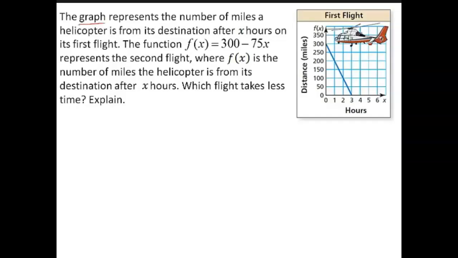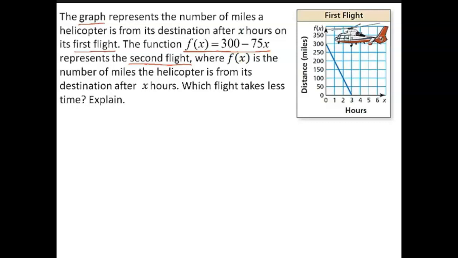The graph represents the number of miles a helicopter is from its destination after x hours on its first flight. The function f of x equals 300 minus 75x represents the second flight, where f of x is the number of miles the helicopter is from its destination after x hours. Which flight takes less time? Explain. To solve this problem, you want to graph the function f of x equals 300 minus 75x.